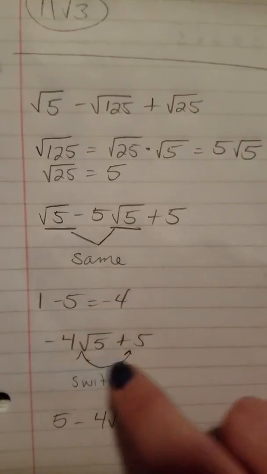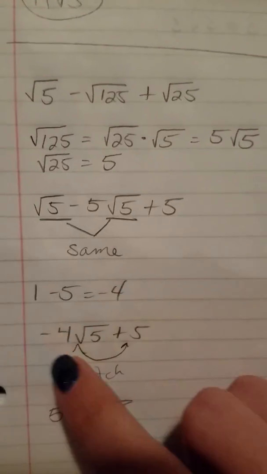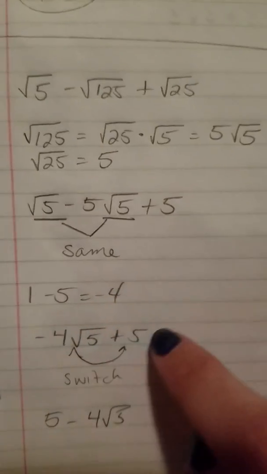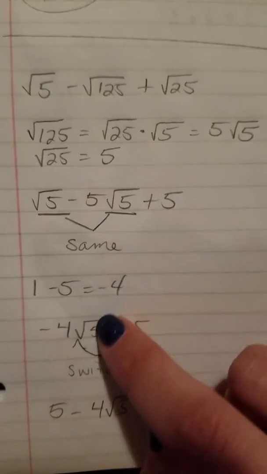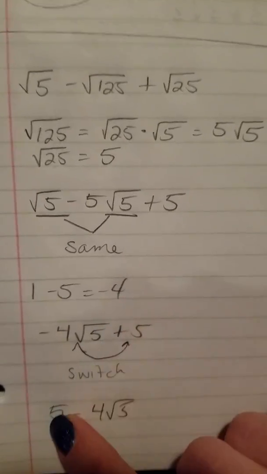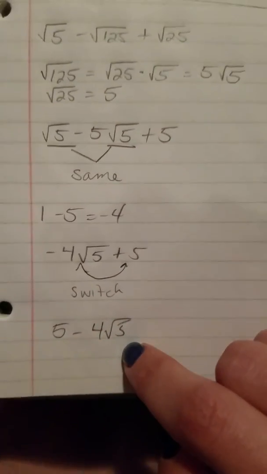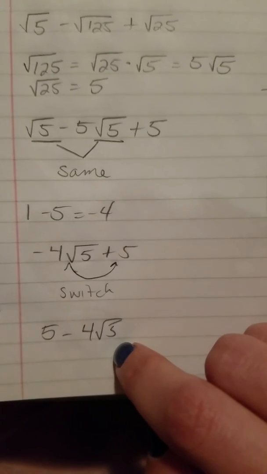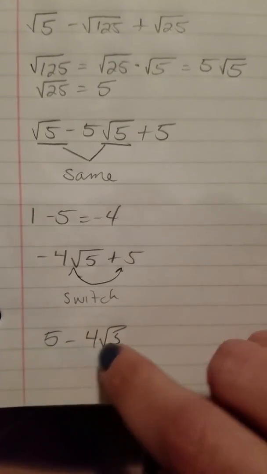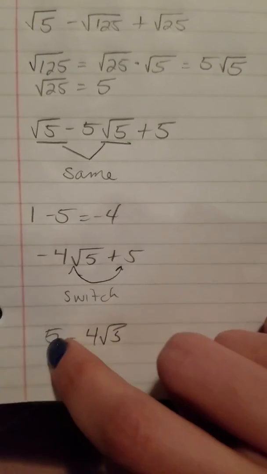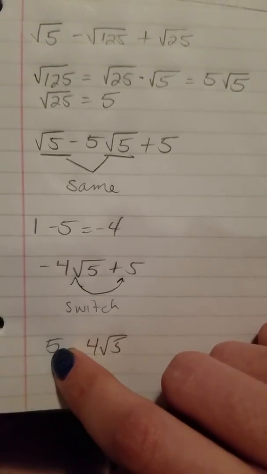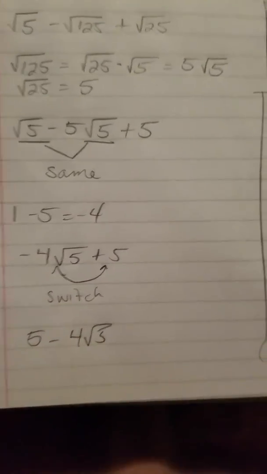Now there's something called standard form that goes with numbers like this where we can't put them together if we have a square root and a non-square root. And usually what you do is you put the regular whole number in the front, the number with the square root in the back, so you just switch them. So your solution then is going to be 5 minus 4 square root 5. And there's nothing else we can do. We can't put these together because this has a root and this does not. Okay, so that's the addition and subtraction problems.